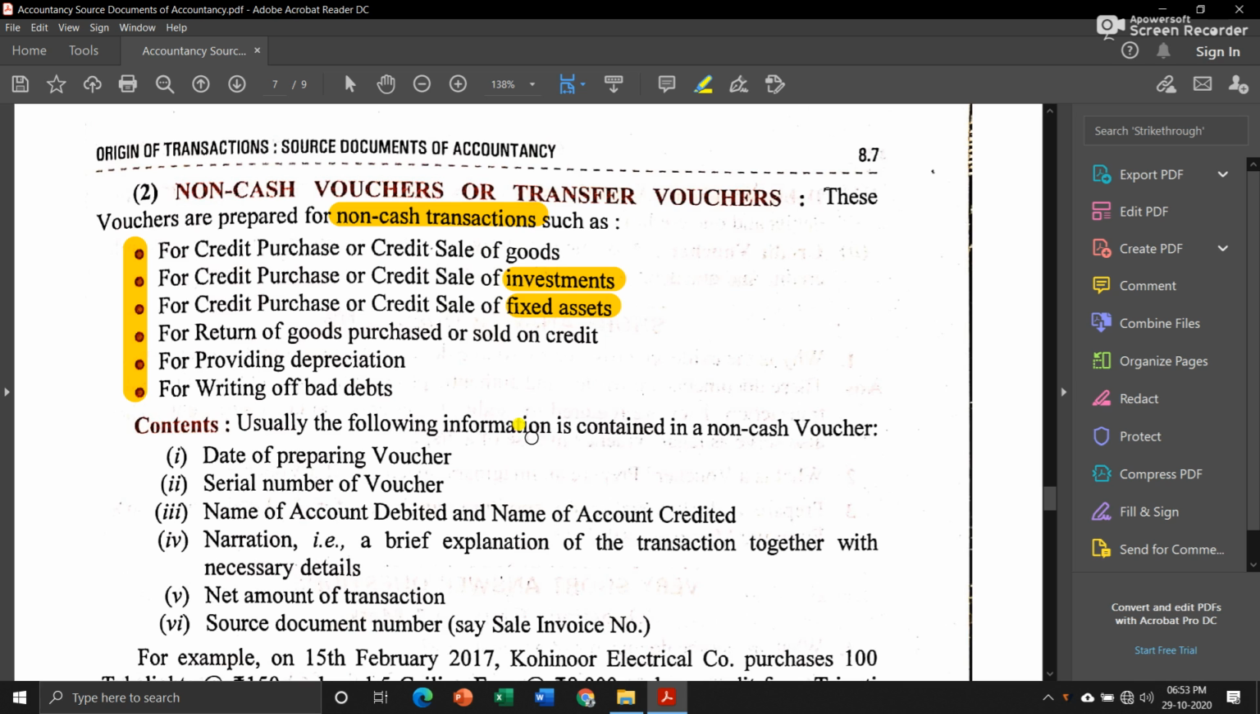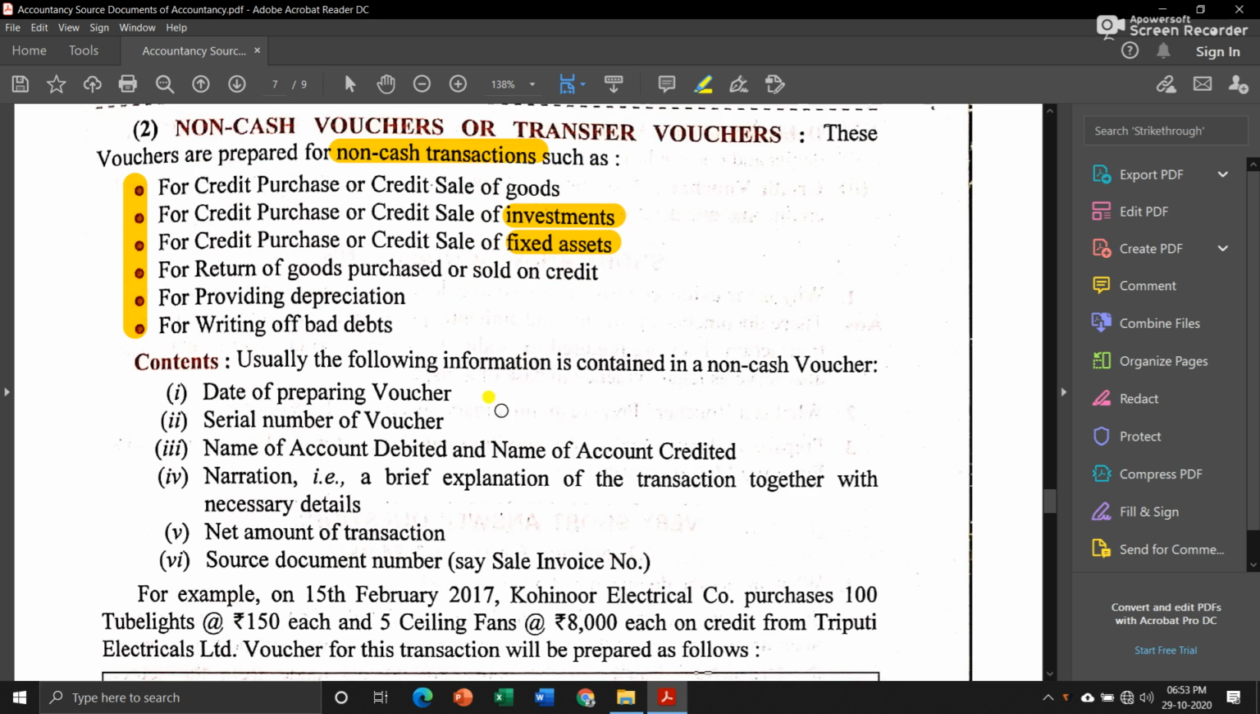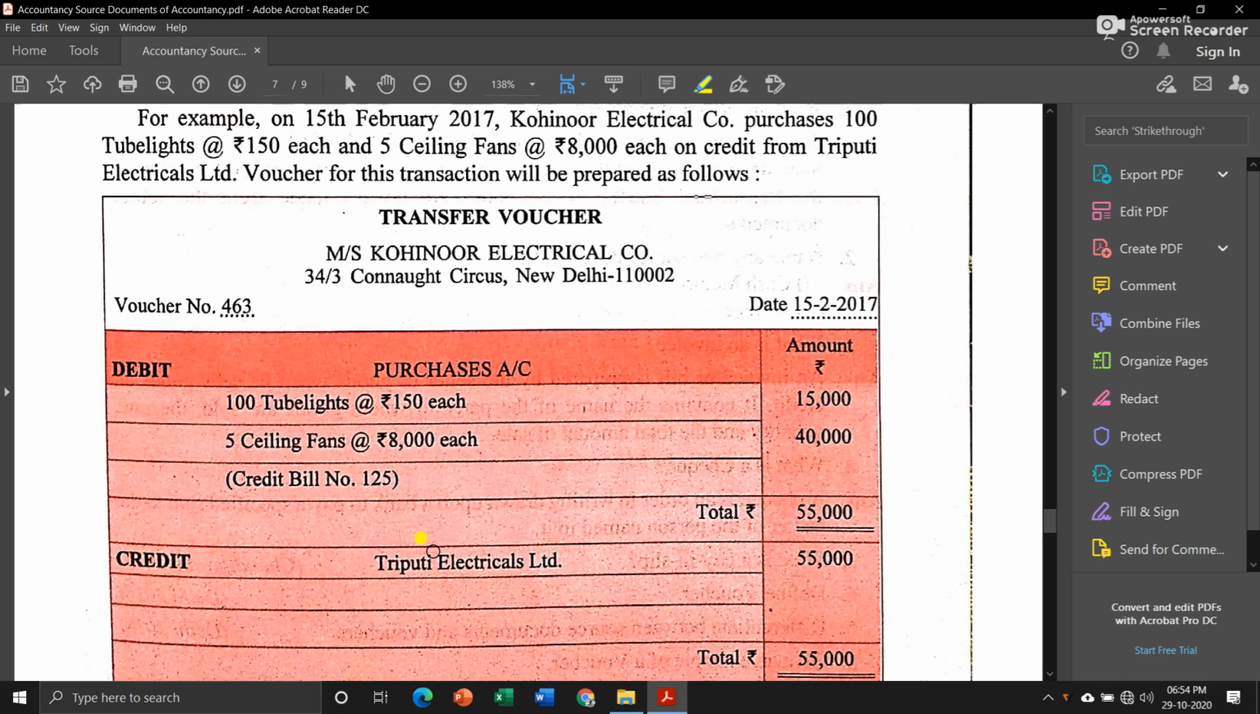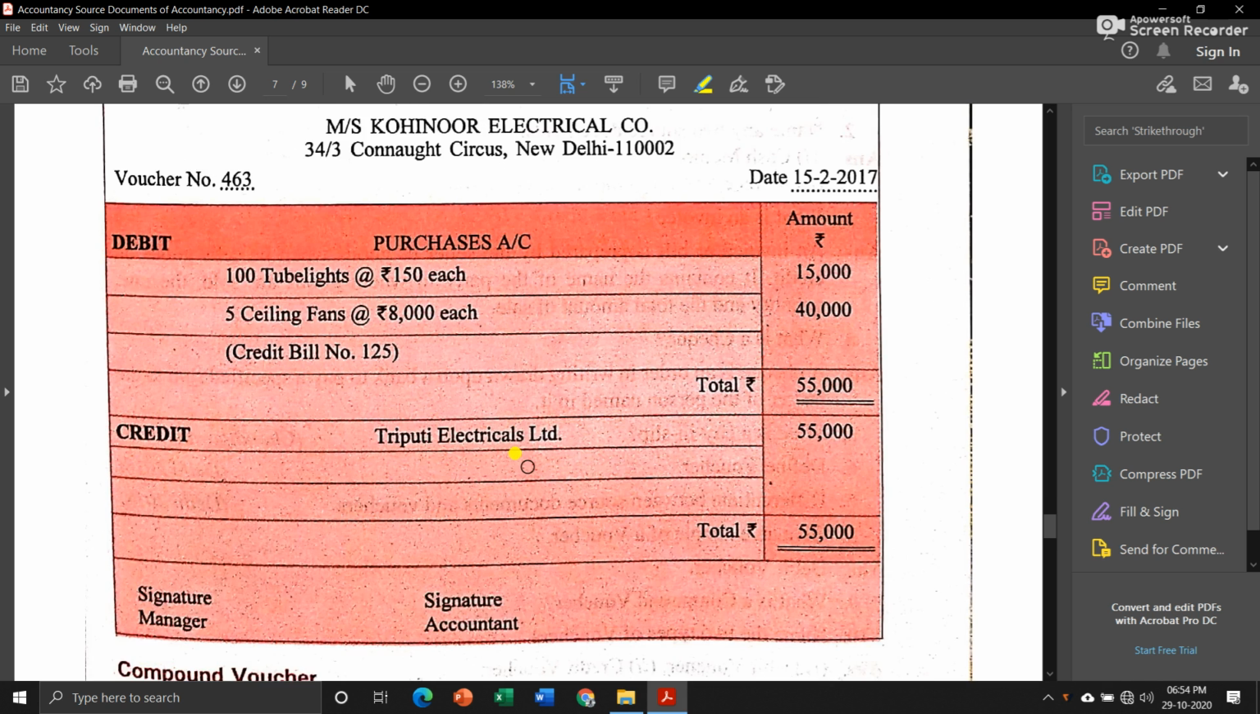Now what are the contents of these vouchers? Date of preparing the voucher, same as the above two, then serial number, name of the account debited or name of the account credited, then narration, amount of the transaction, and source document number. Now this is the example or proforma of a transfer voucher.